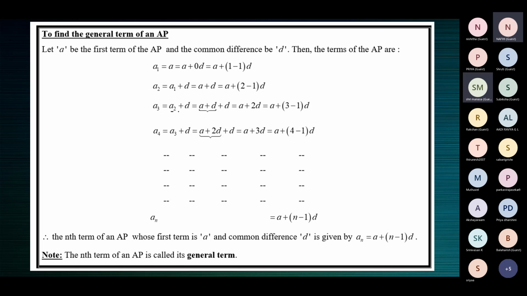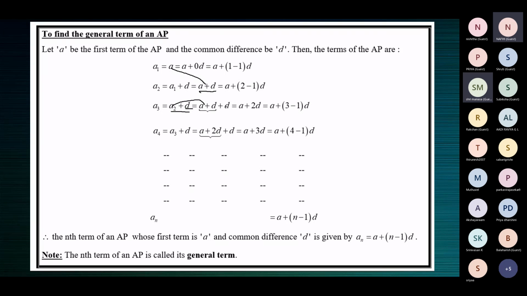A3, the third term will be the second term plus a common difference. What is the second term? The second term is A plus D. See here we have A plus D. A is the first term, A plus D is the second term. So the second term is A plus D.